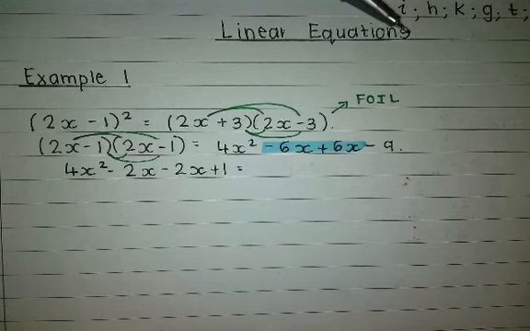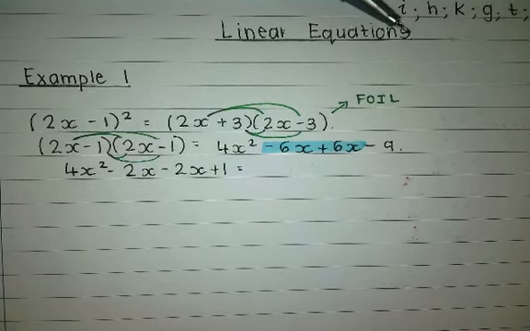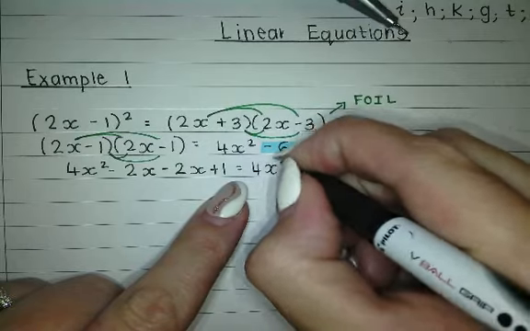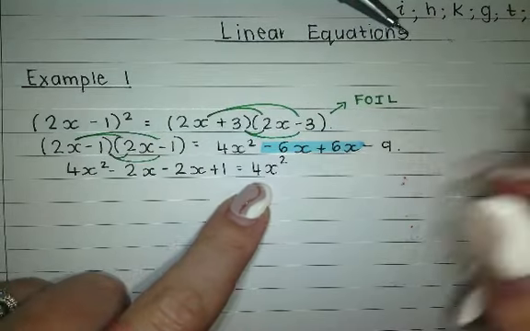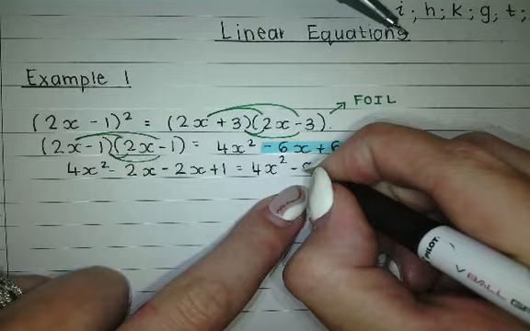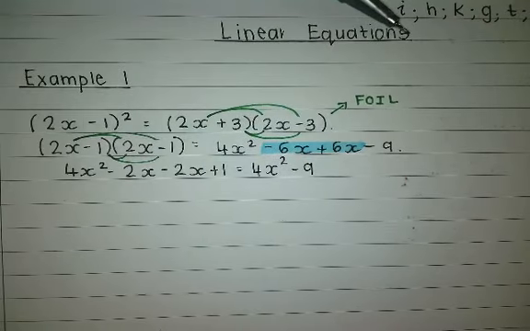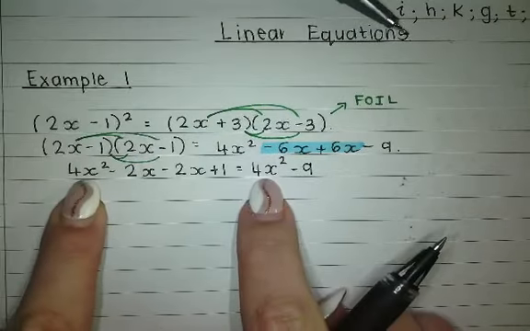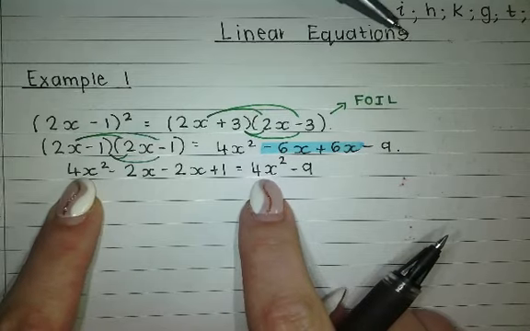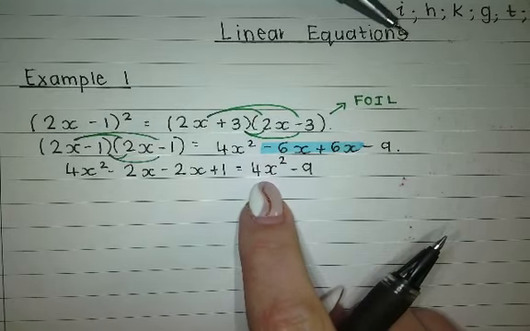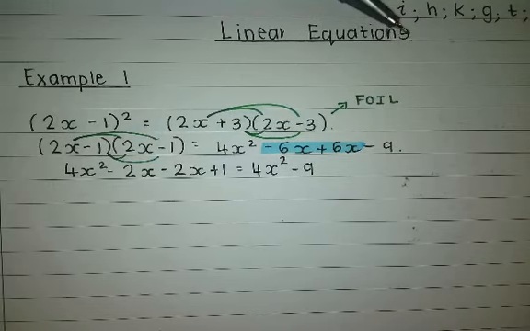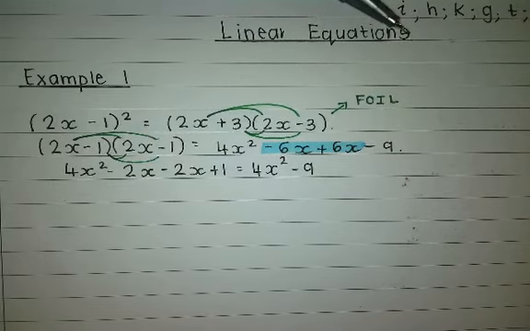Minus 6 plus 6 is 0. They cancel each other out. So we're left with 4x squared minus 9. Then can you notice that our highest exponent for x is to the power of 2? Yes. So most likely it's going to be a quadratic equation. So let's take everything over to one side and make it equal to 0, and then we take it from there.